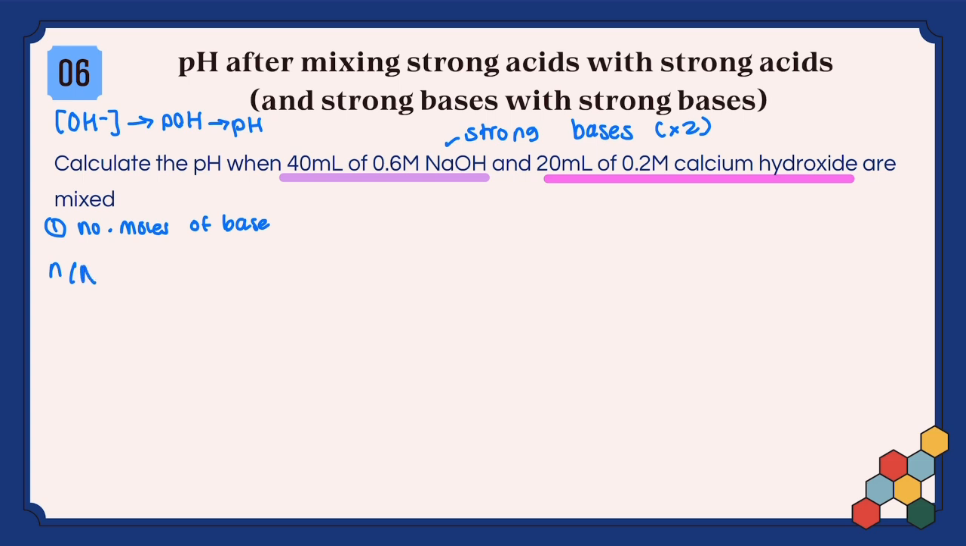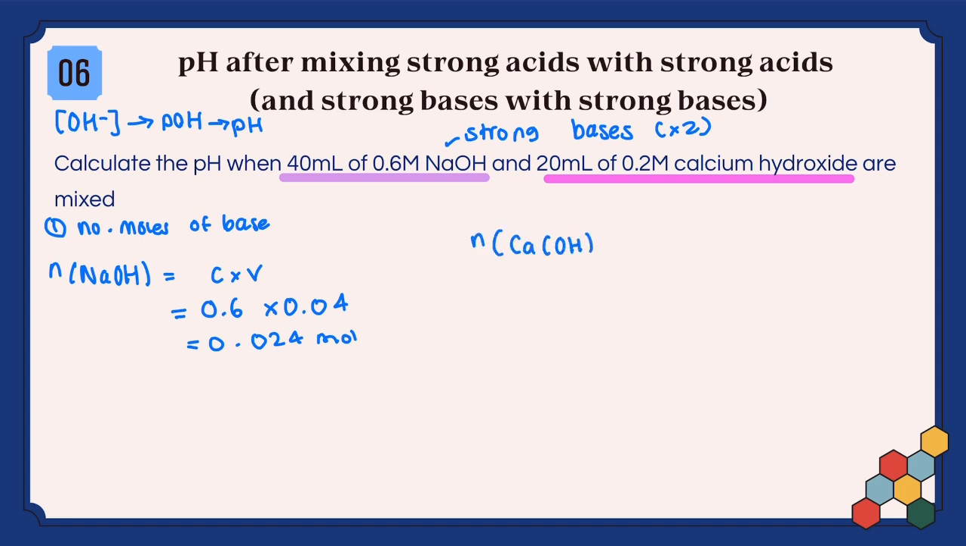Okay, so the number of moles of sodium hydroxide, it's going to be our concentration multiplied by the volume. Our concentration is 0.6, our volume is 0.04. So that is going to give us 0.024 moles. We're then going to work out the number of moles of calcium hydroxide that we have. So again, concentration times volume. Our concentration is 0.2. Our volume is 20 milliliters, which is 0.02 liters. So that's going to give us 0.004 moles.